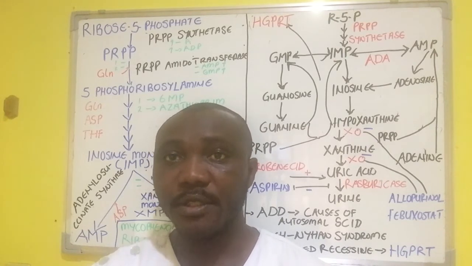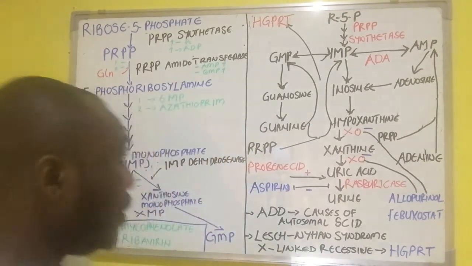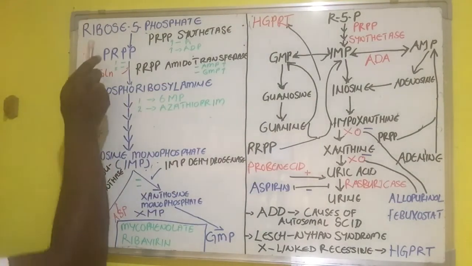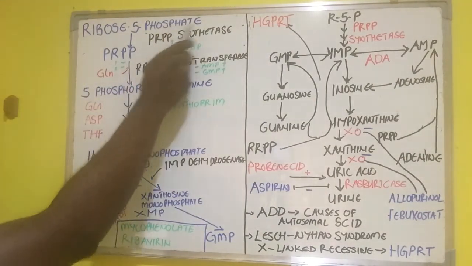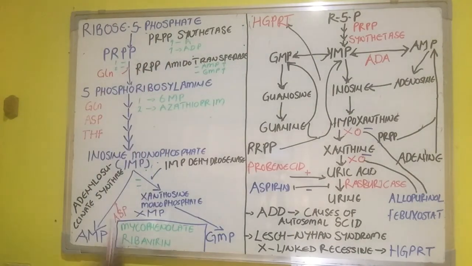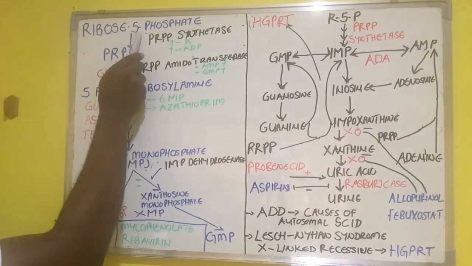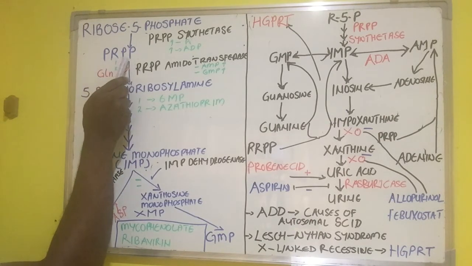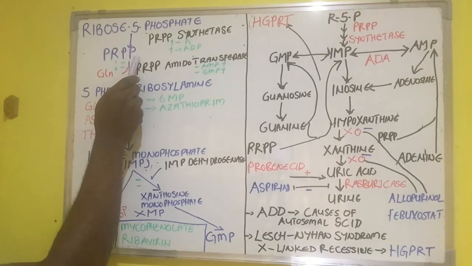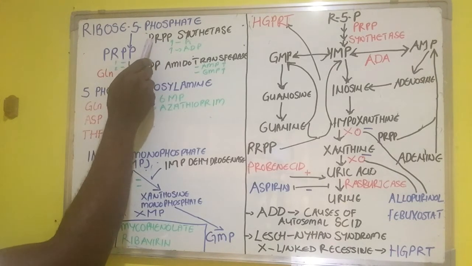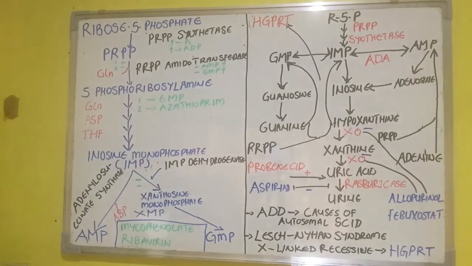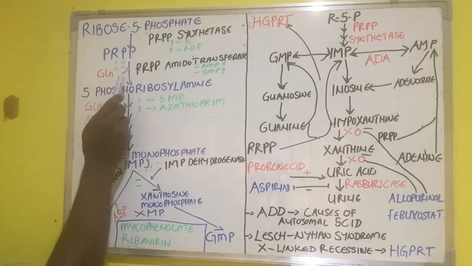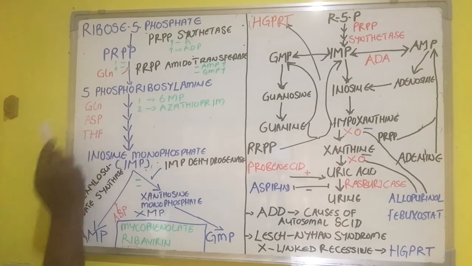So I'm going to use the board to do the illustration. The reaction starts with ribose 5 phosphate, which, as I said earlier, comes from the hexose monophosphate shunt, also known as the pentose phosphate pathway. Ribose 5 phosphate is converted to phosphoribosyl pyrophosphate, assisted by PRPP synthetase. Then PRPP is converted to IMP.